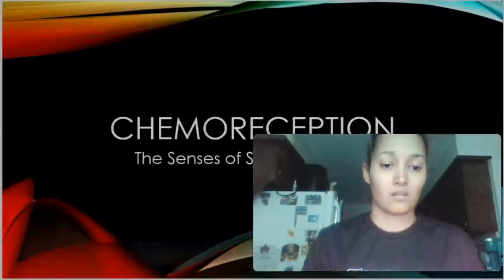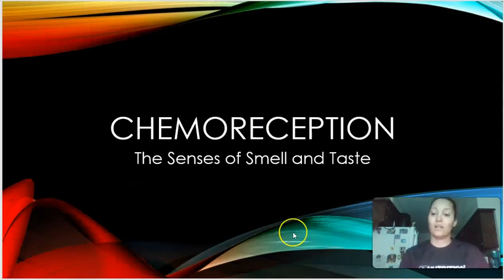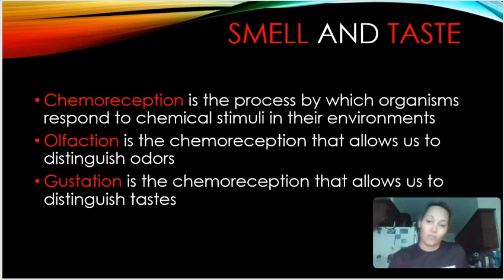Today we are going to be discussing chemoreception, the sense of smell and taste. Chemoreception is a process by which organisms respond to chemical stimuli in their environments. The chemoreception that allows us to distinguish odors is olfaction, and the chemoreception that allows us to distinguish taste is gustation.